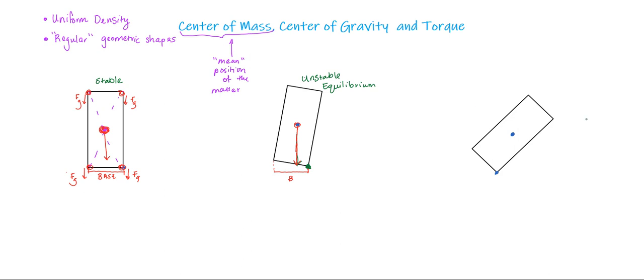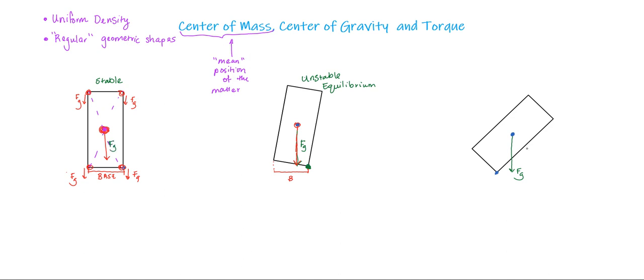Now, if I look at this picture, again, the center of gravity, remember, that's the mean position of where the gravitational force is pulling or acting, is still in the same place, and it's still the same value, and it's still pulling straight down in all of these examples. There's no change to that.